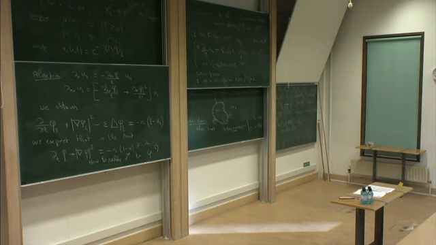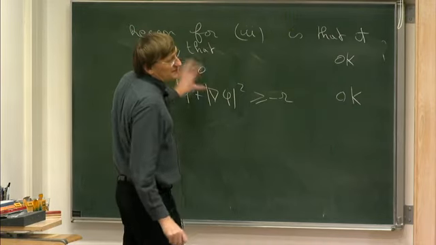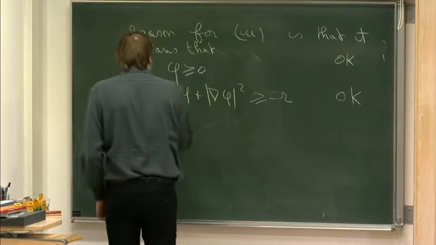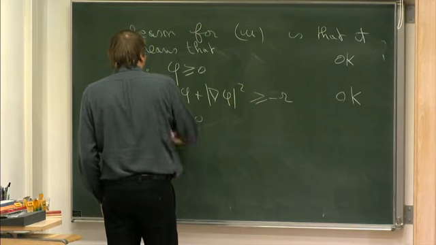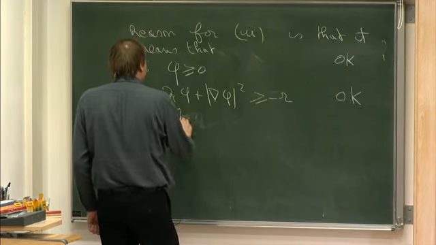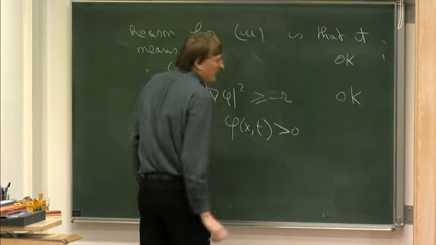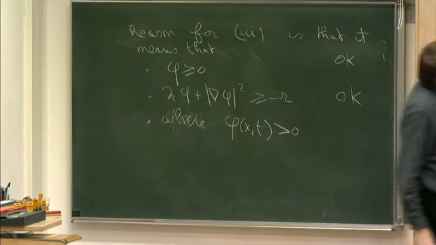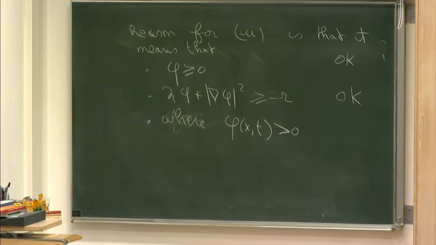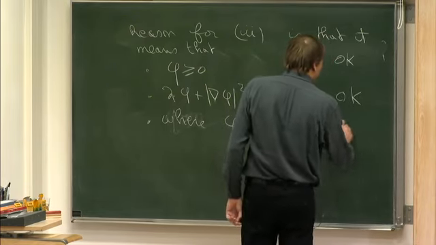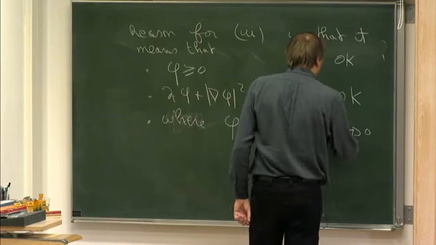So this one is okay, this one is okay, and what the next meaning is that if phi is 0, of course the mean is 0 because both of them are 0. So if phi is strictly positive, so where phi of x,t is strictly positive, what you know is that u epsilon, which is the exponential of minus phi, is certainly 0. So u epsilon converges to 0 at this point x,t.